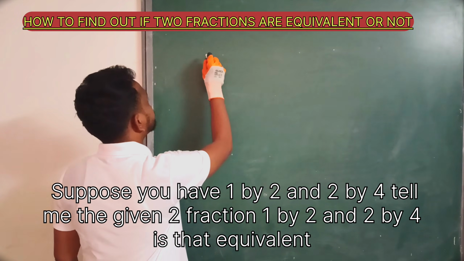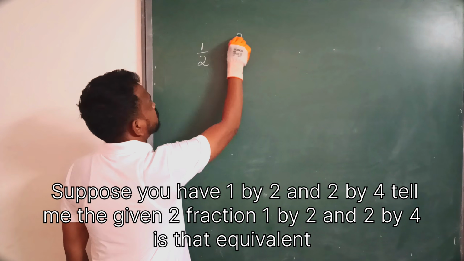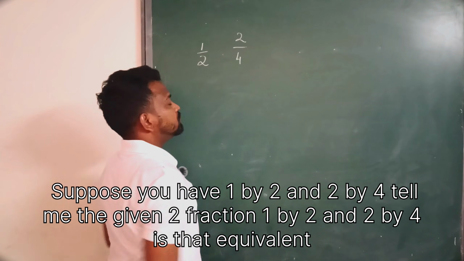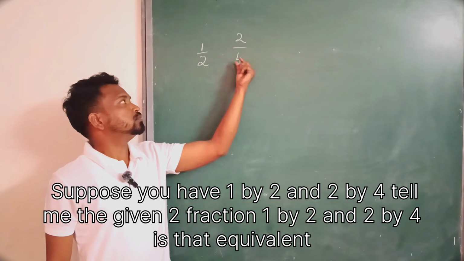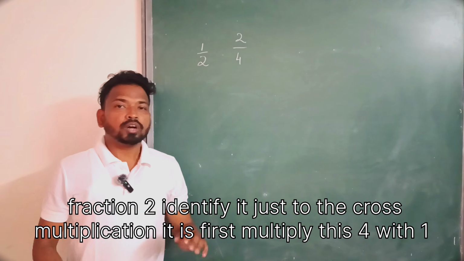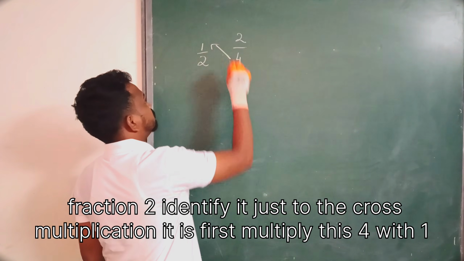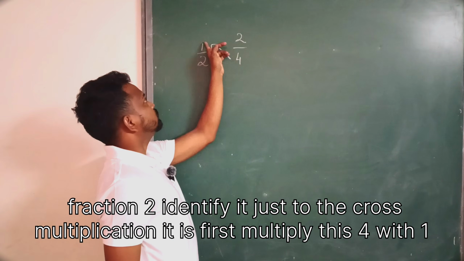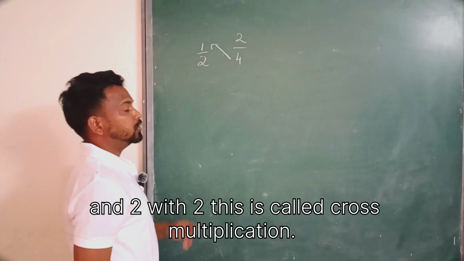Suppose you have 1 by 2 and 2 by 4. Tell me, are the given two fractions 1 by 2 and 2 by 4 equivalent fractions? To identify it, just do the cross multiplication. First multiply this 4 with 1 and 2 with 2. This is called cross multiplication.